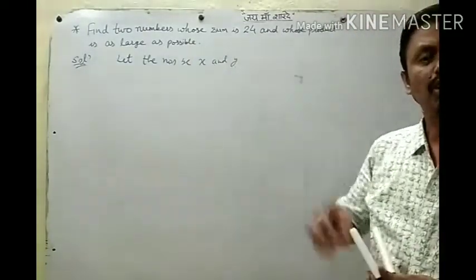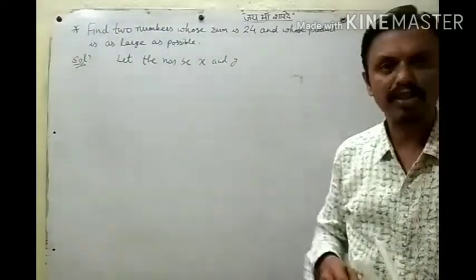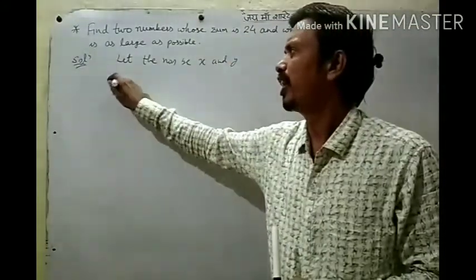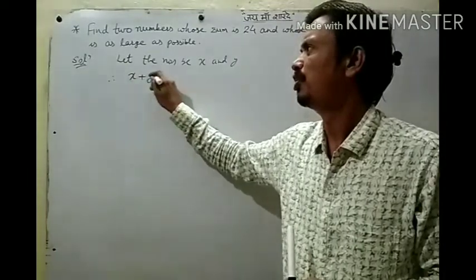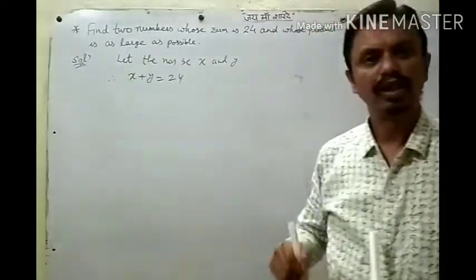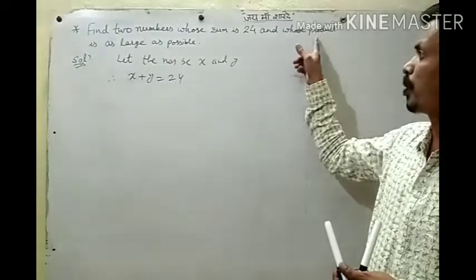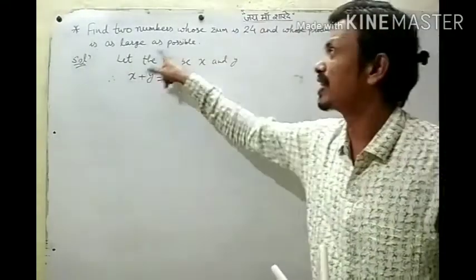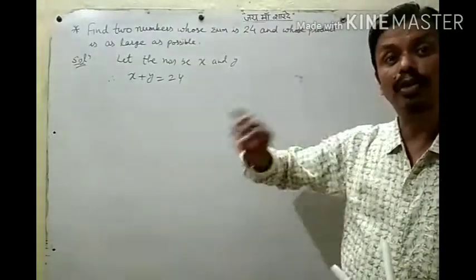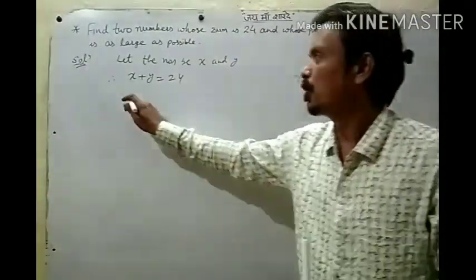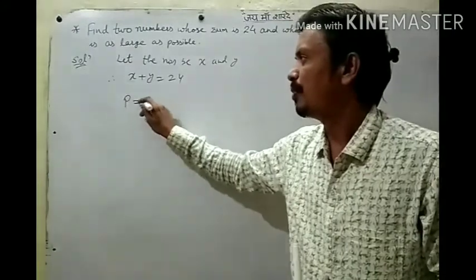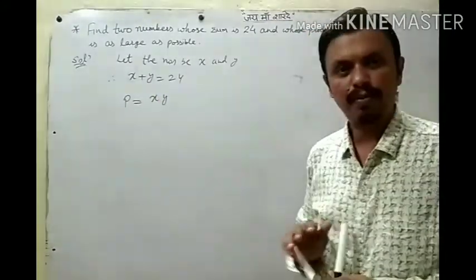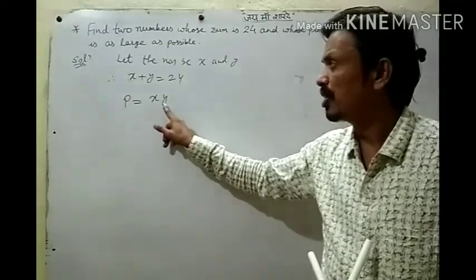Okay? Then according to given condition, we'll form some equations. So here given sum is 24. So we get x plus y equal to 24. Okay? Then product should be maximum. So this condition, product should be maximum. Okay? So this will give you our function. Suppose P is product, then P will be x into y. So this P is our function, but there are two variables x and y.